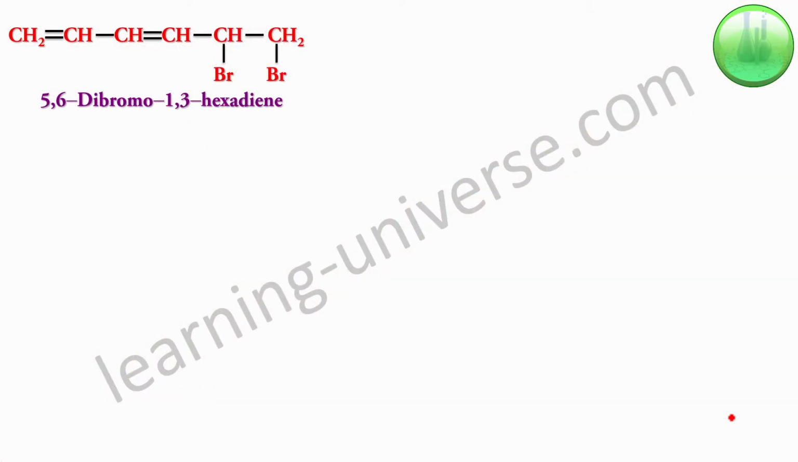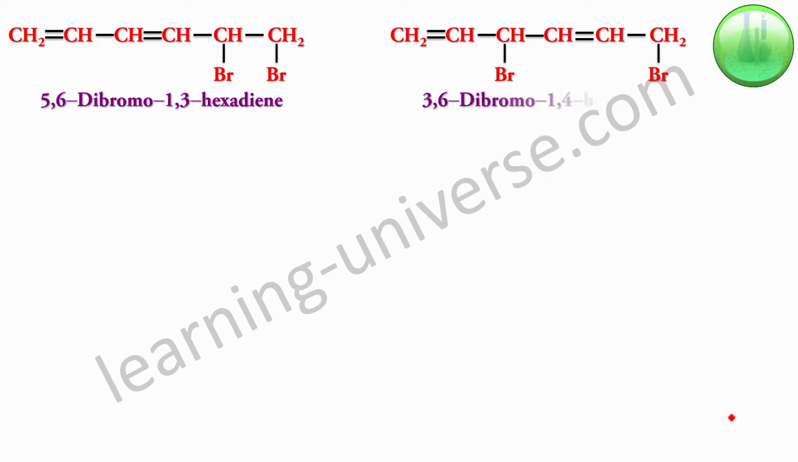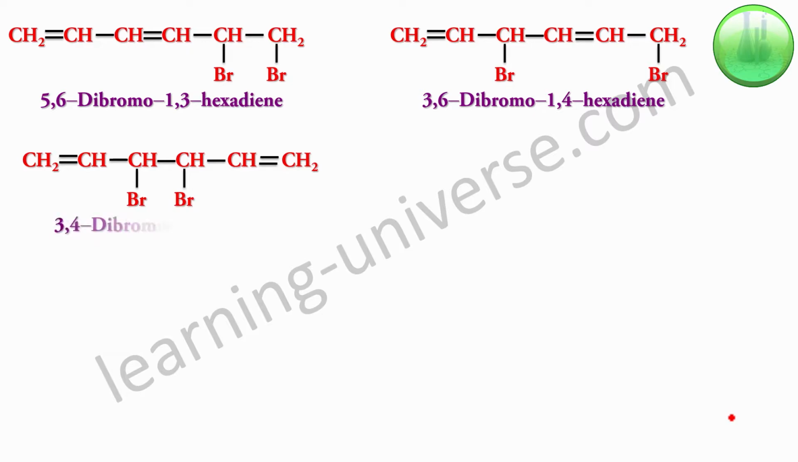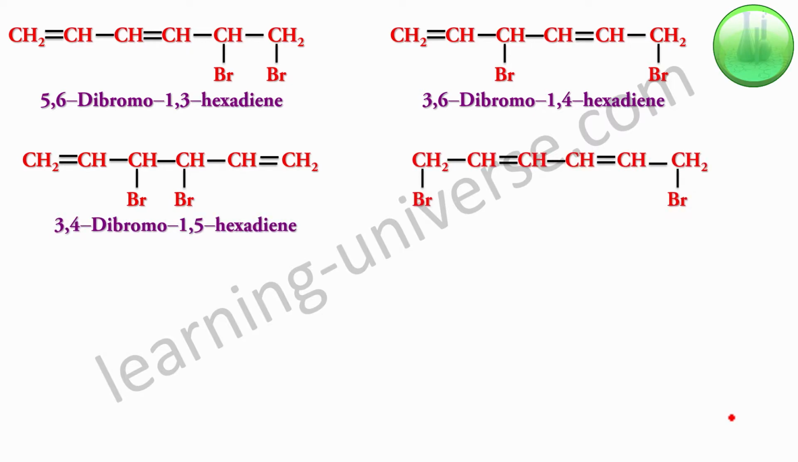The next molecule is this one. One bromine attached to the terminal one, attached to somewhere in the middle. And this is called 3,6-dibromo-1,4-hexadiene. And then there is one like this. This is 3,4-dibromo-1,5-hexadiene. And there is one molecule like this, which is 1,6-dibromo-2,4-hexadiene. Now, why is it like that? Why is it behaving like that?